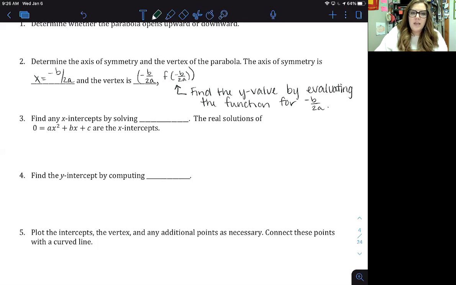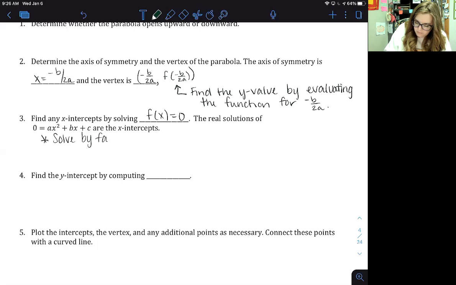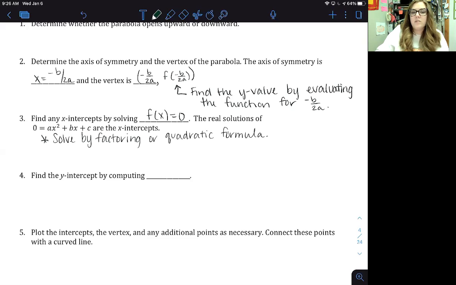So then we're going to find any x-intercepts by solving f of x equals 0. And then the real solutions of that quadratic are the x-intercepts. With this, we're going to either have to solve by factoring or quadratic formula.